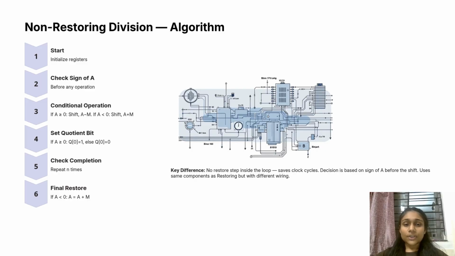At the end, if A is negative, we perform one final correction. In the flowchart, we check the sign bit first, then decide whether to add or subtract and repeat the loop. Finally, we do a correction if needed.